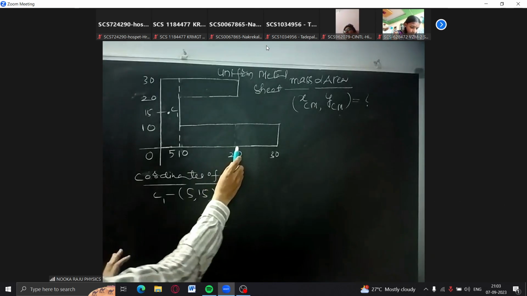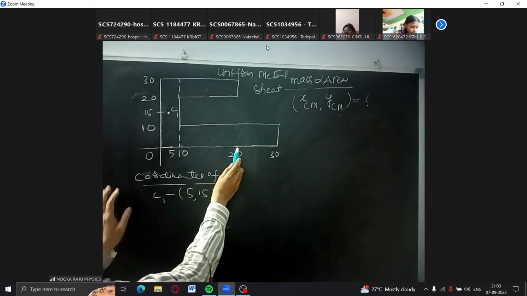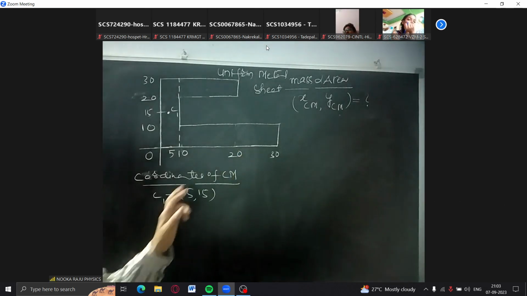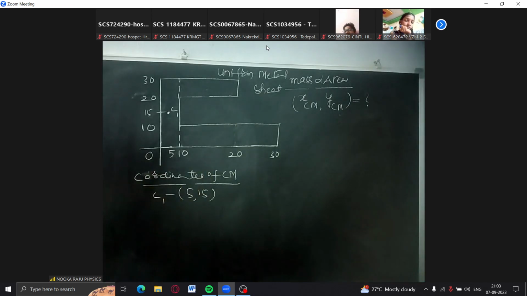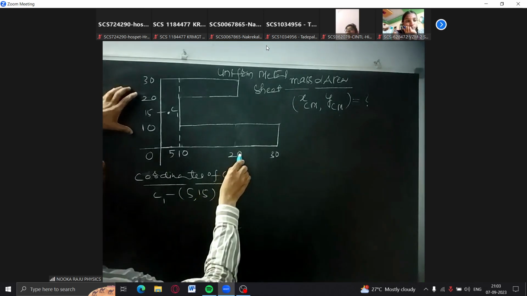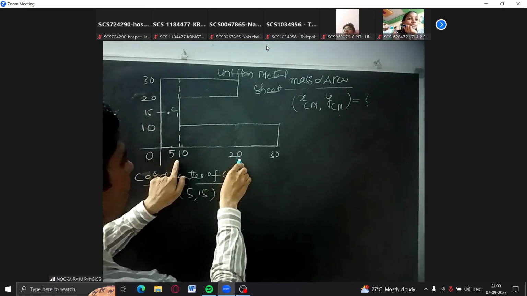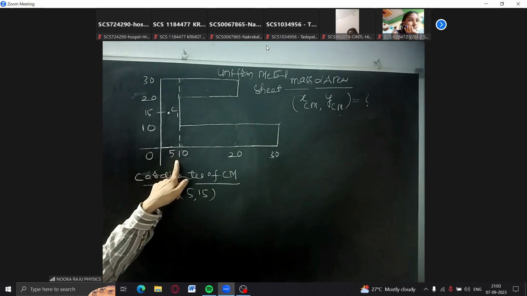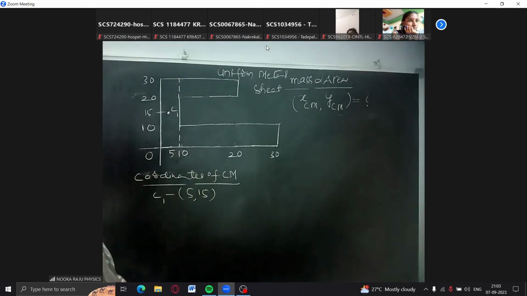Now, what about the center of mass of the second part? From 10 to 20, what is the center point? 15?